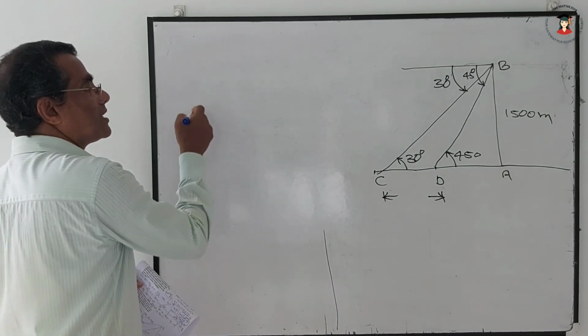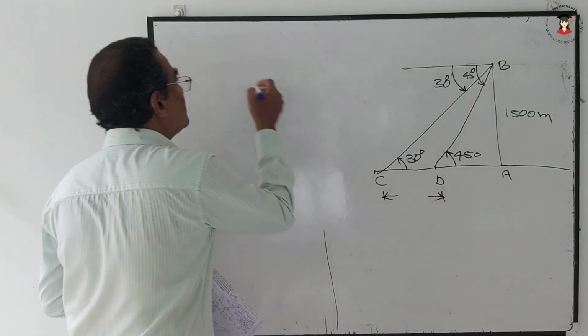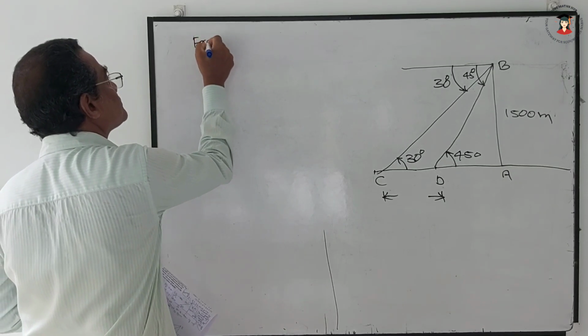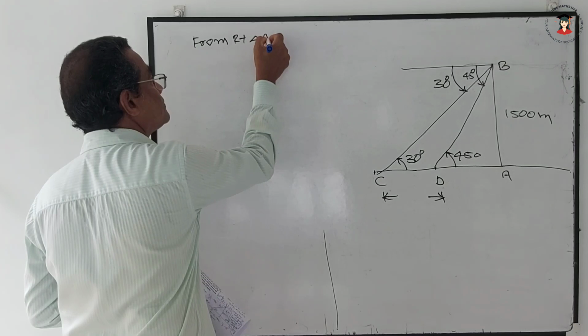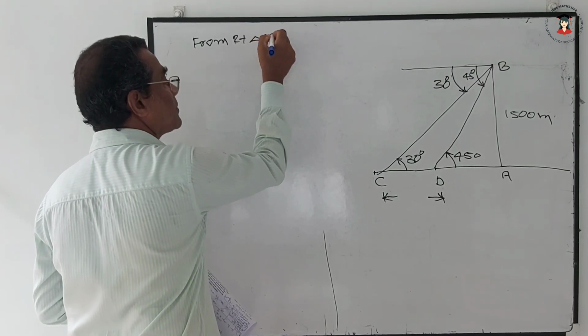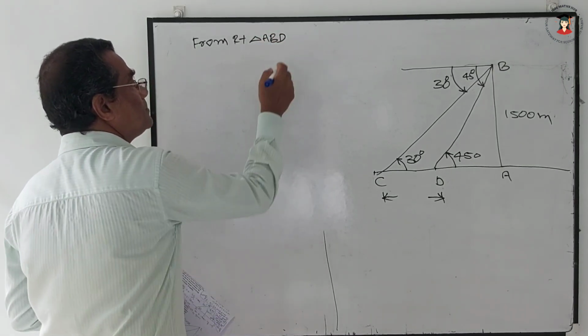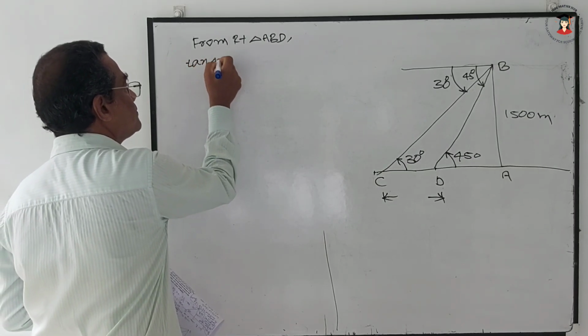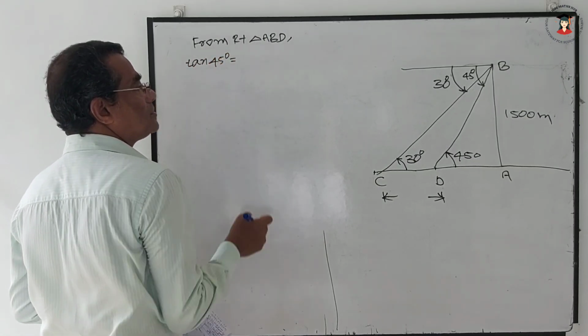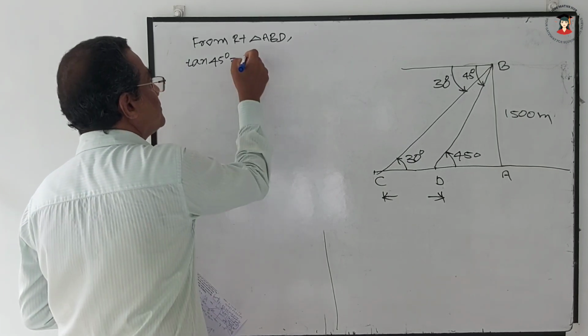So from right triangle ABD, tan 45 equal to AB by AD.